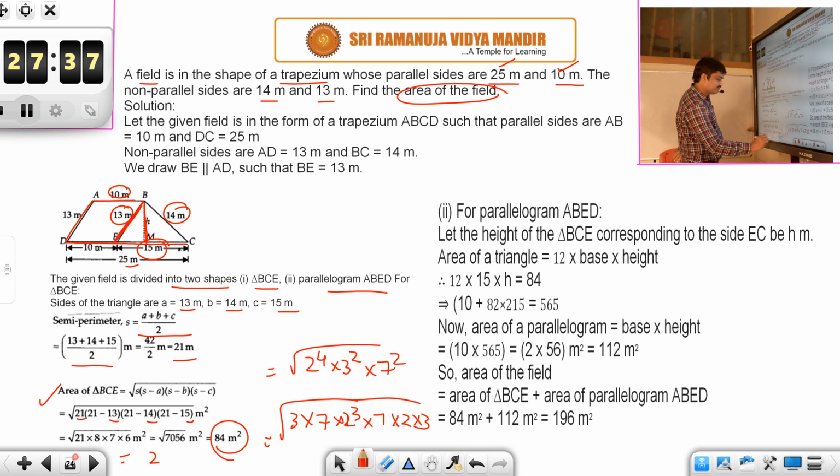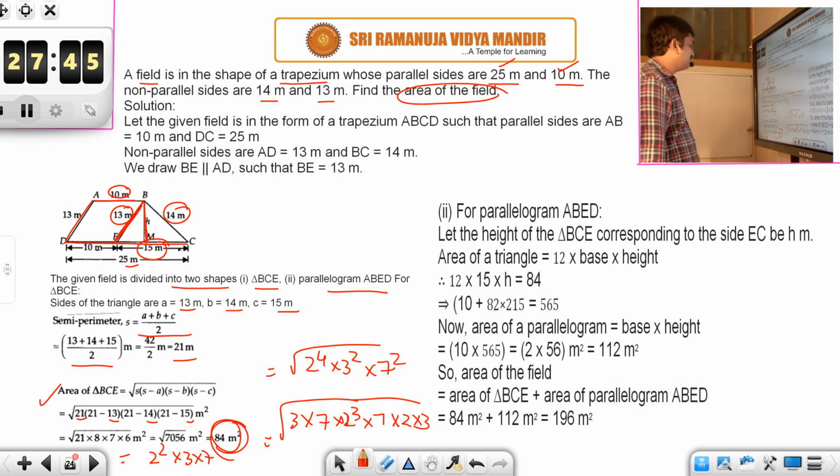So you will be getting 2 square into 3 into 7. So this is 84. Okay, so always use prime factorization. So we have found the area of the triangle. We have got it as 84 meters square.